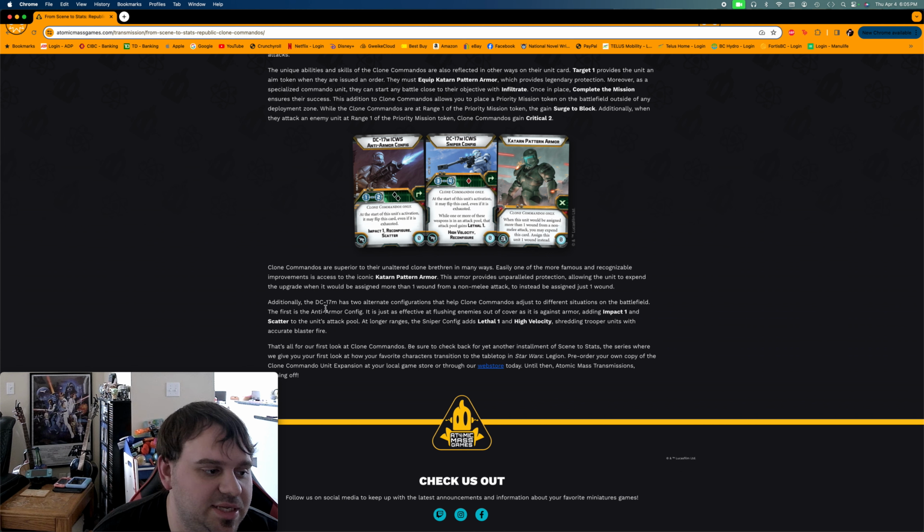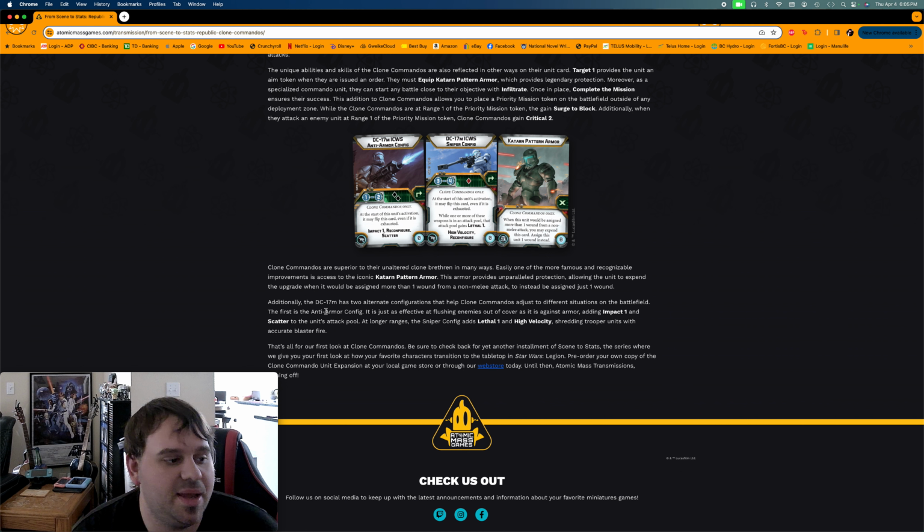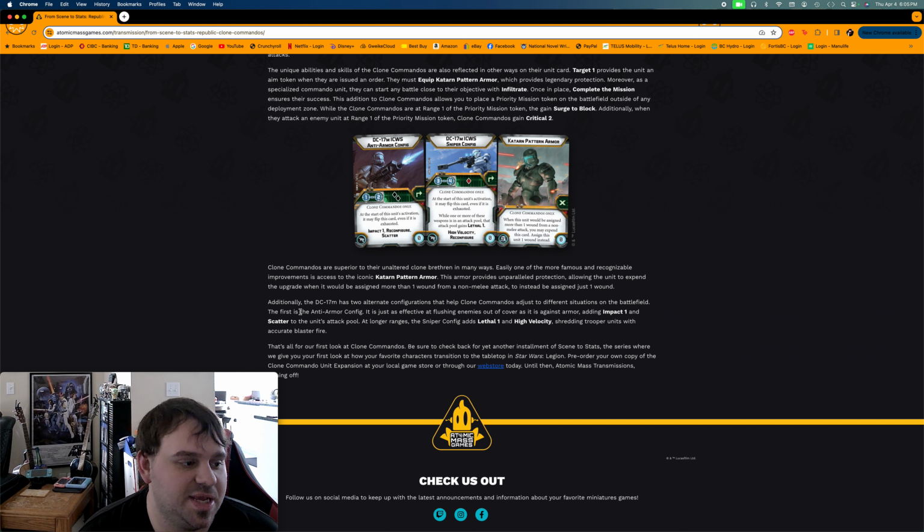Additionally, the DC-17M has 2 alternate configurations to help Clone Commandos adjust to different situations on the battlefield. First, the anti-armor config, and yeah.